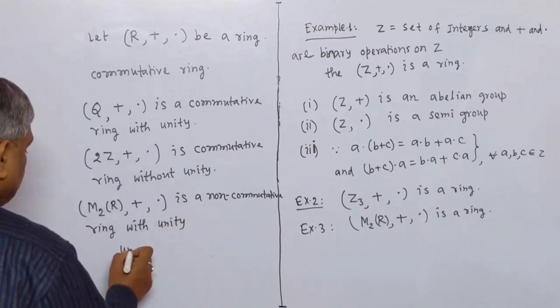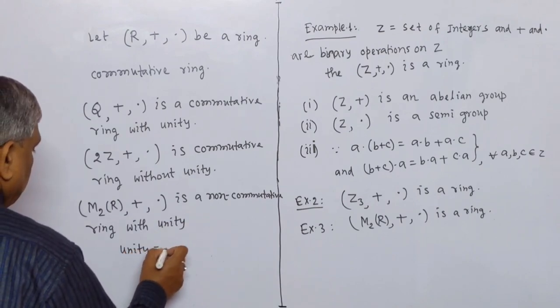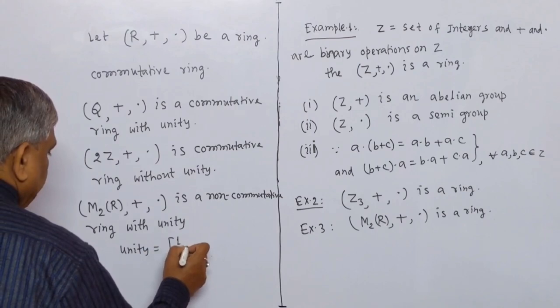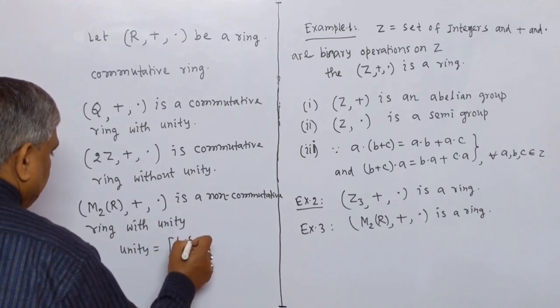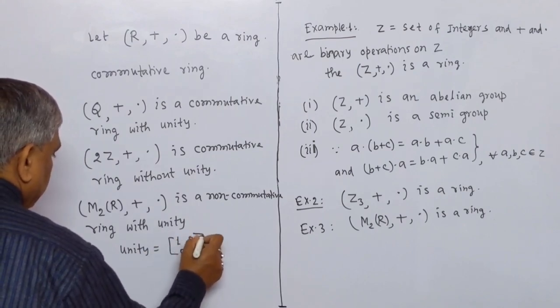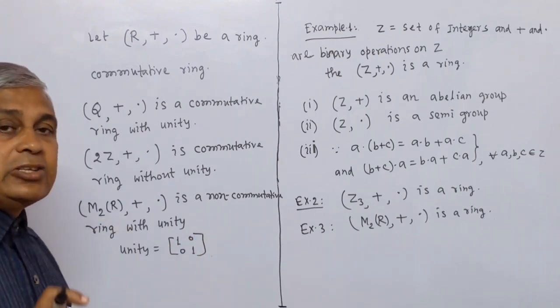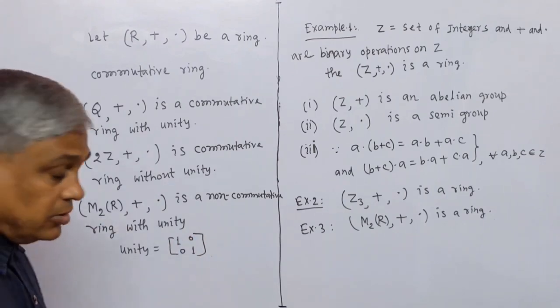because unity is the 2 by 2 matrix with diagonal elements 1 and non-diagonal elements 0. And we know that matrix multiplication is not commutative in general.